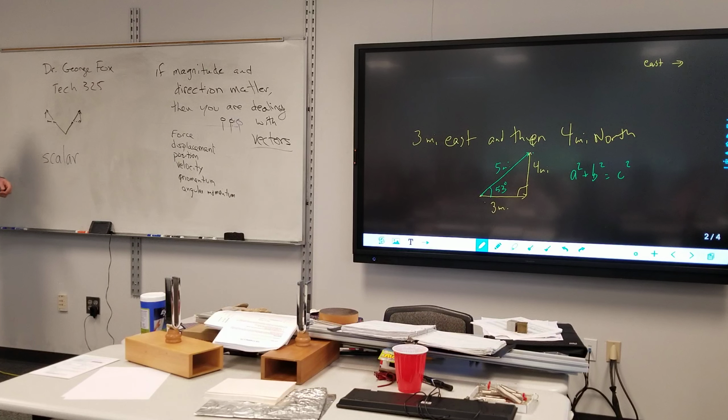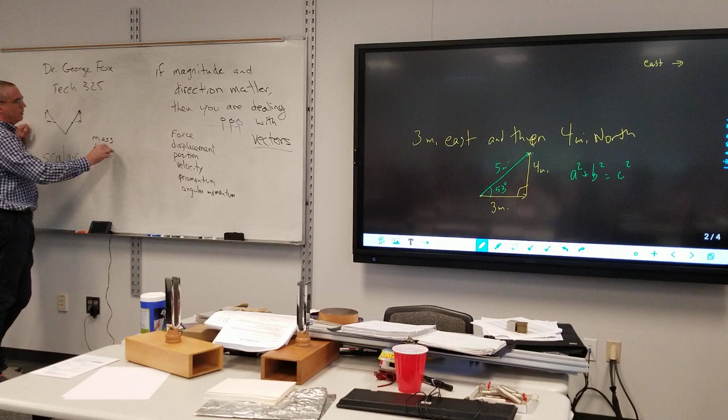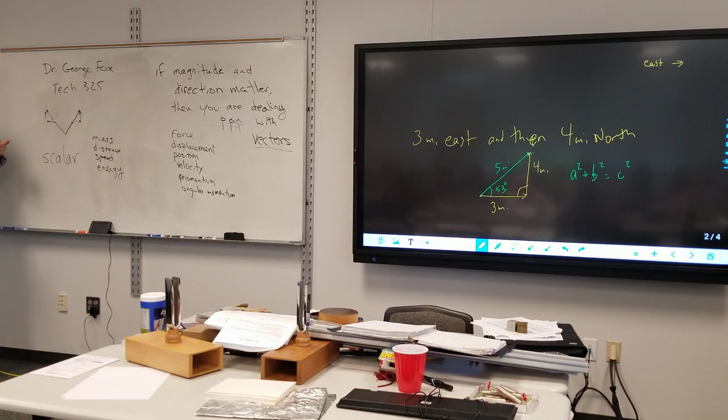There's certain things that are automatically scalars. Mass, distance, speed, energy. That gets you through most of the course right there. There is one key word that we will spend a lot of time with that I didn't put under either of them, and that's acceleration.